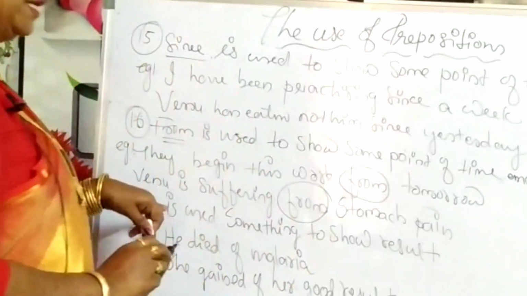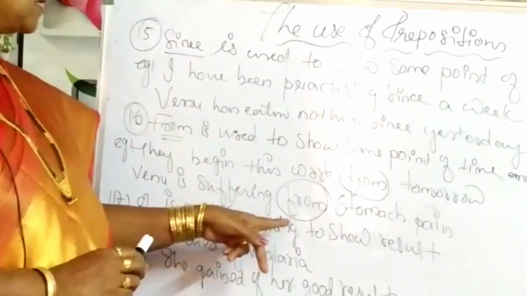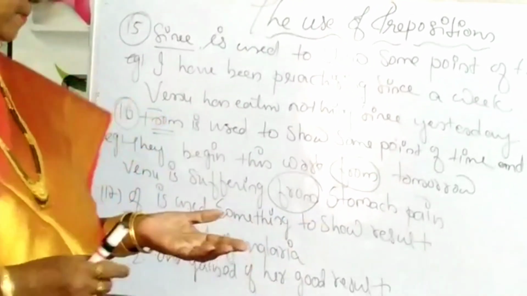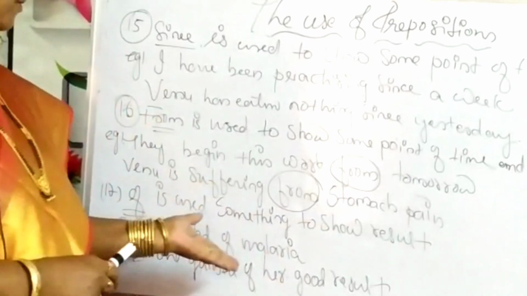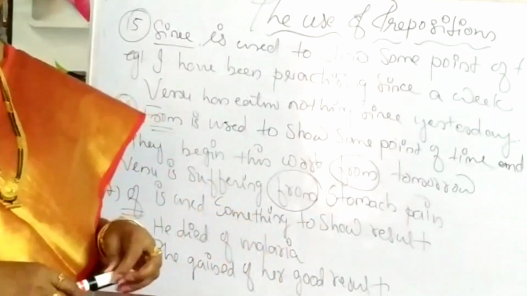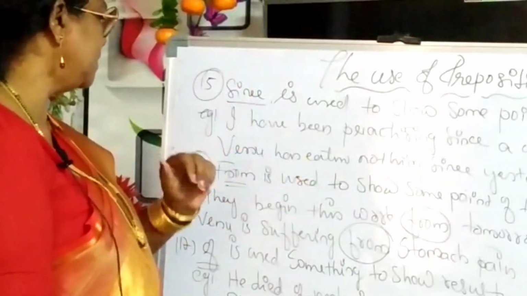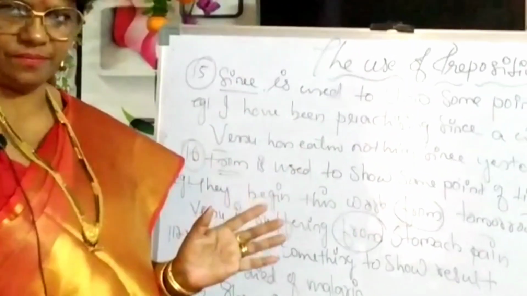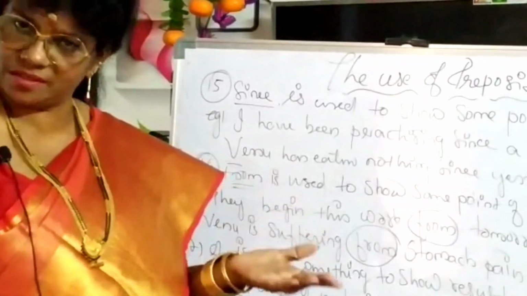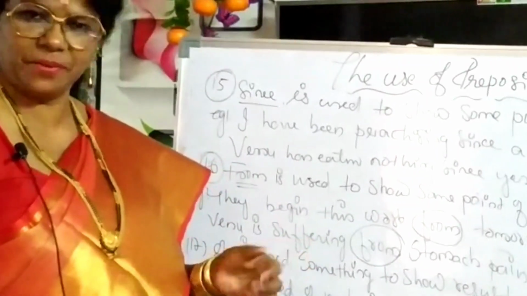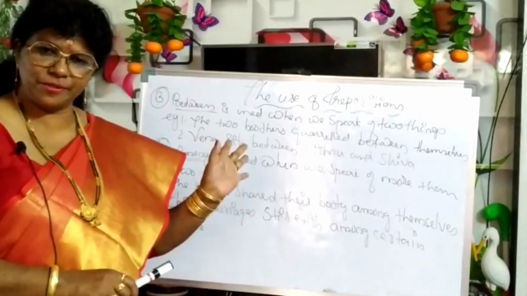From. Then of. Where will we use of? Of is used to show a result or cause. He died of malaria. She gained of her good result. These are all about since, from, of. Take care of this and practice well and get the utmost result from this. Okay? Okay, fine. Shall we go through other prepositions?